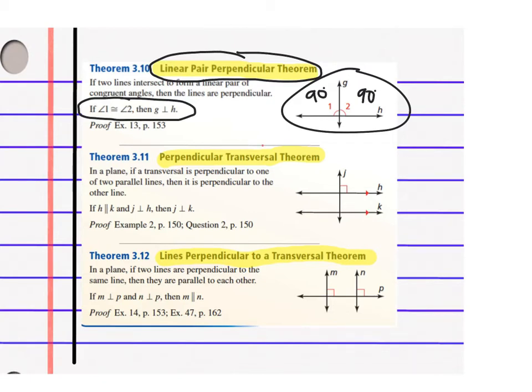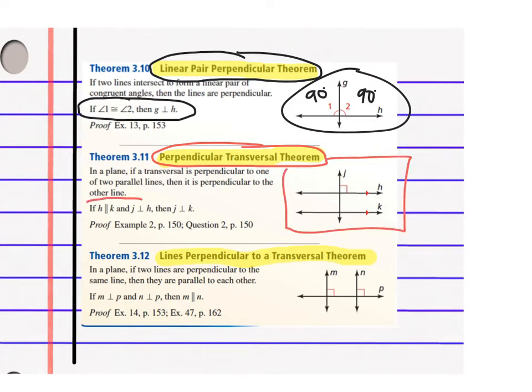All right, perpendicular transversal theorem. Write the name, draw the picture. This is what I would write, I would just write this part. If H is parallel to K, and they're marked as parallel with the arrows, so H and K are parallel, and J is perpendicular to H, then J is also perpendicular to K. So it's kind of like the transitive property too.